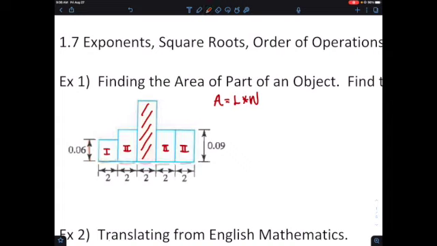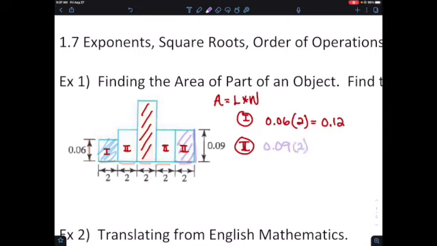To find the area of number 1 right here, you are going to do length times width. I'm going to write it out: area number 1 is the length times the width, which is 0.06 times 2, and that will be 0.12. Then the area of number 2, if you look at it, is on the side 0.09 times 2. But also recognize I have 3 of them, so I'm going to multiply by 3.